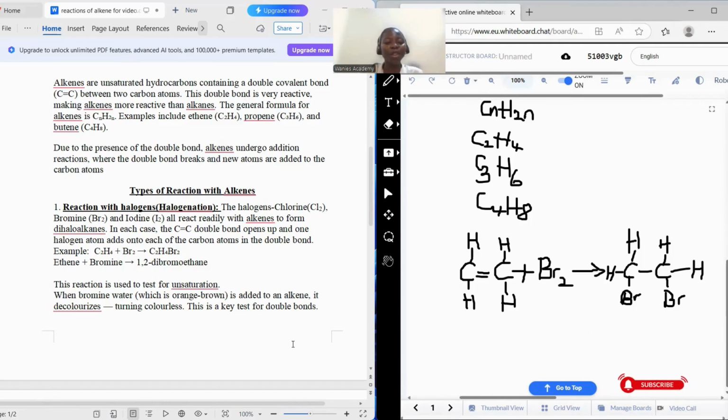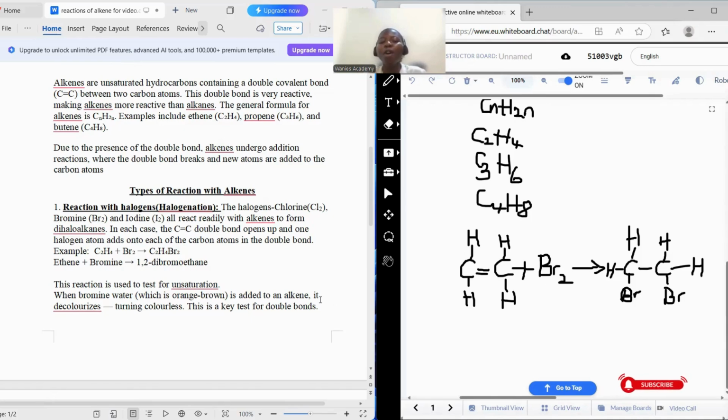This reaction is used when we want to test for unsaturation, that is, the presence of a double bond. Bromine water, which is orange-brown, is added to an alkene. Due to the presence of the double bond, it decolorizes. That is, it is no longer a double bond, it is no longer ethene, and it decolorizes to give a saturated product. So this is used as a key test for a double bond.